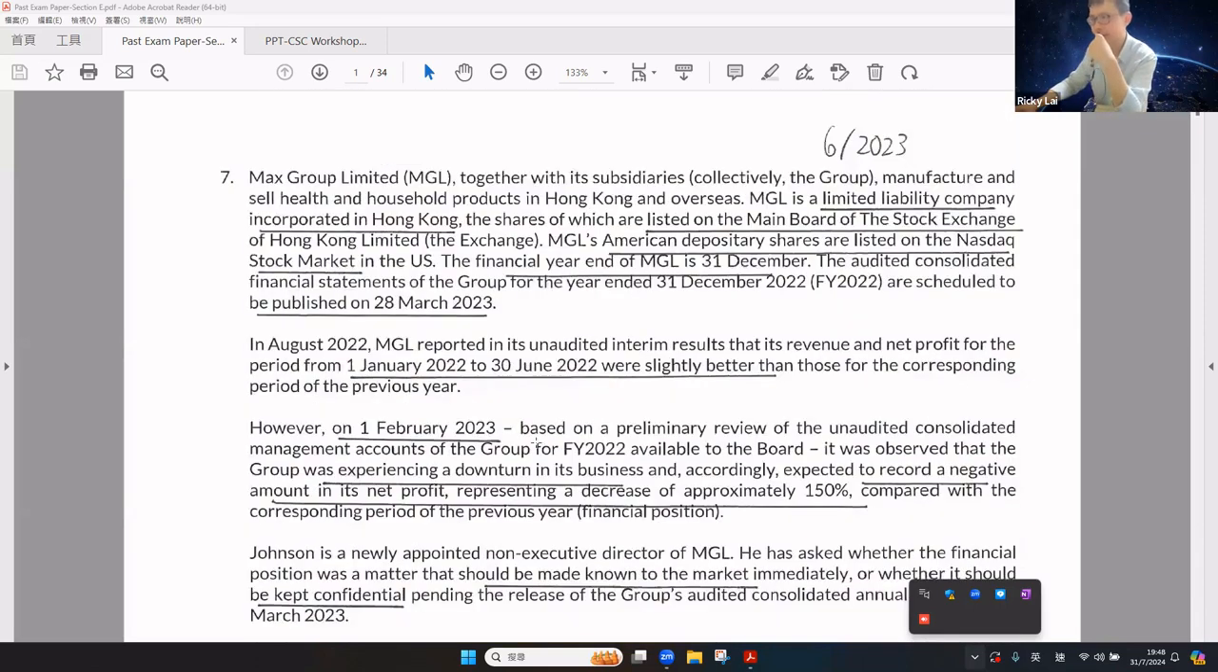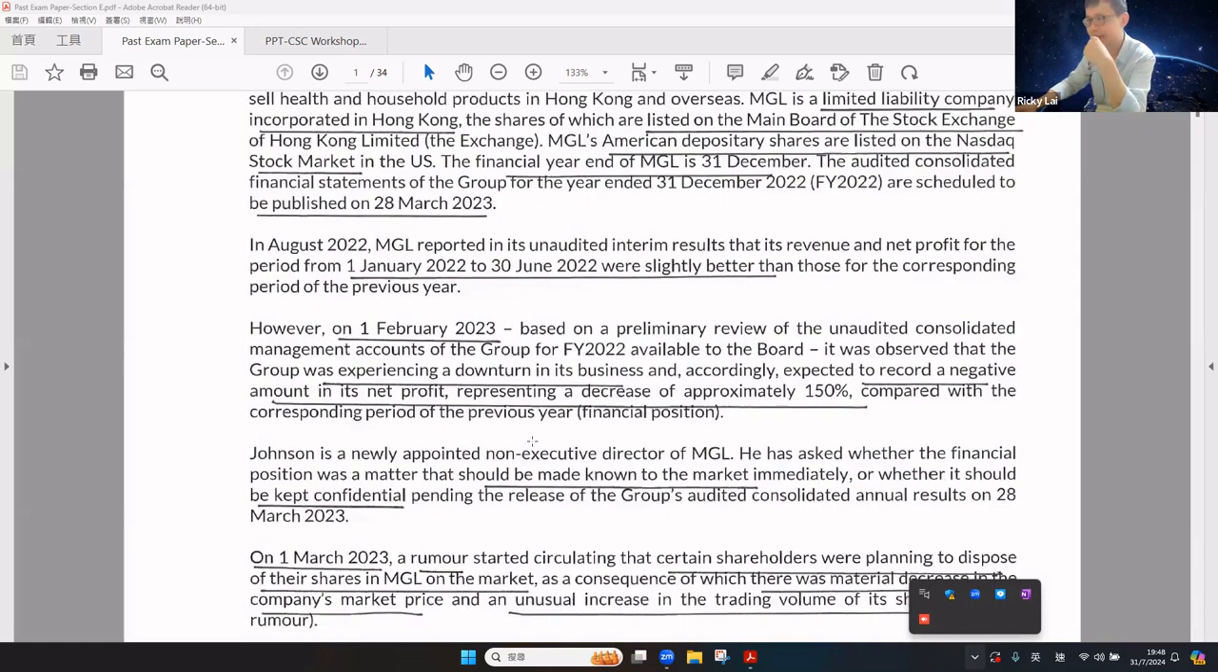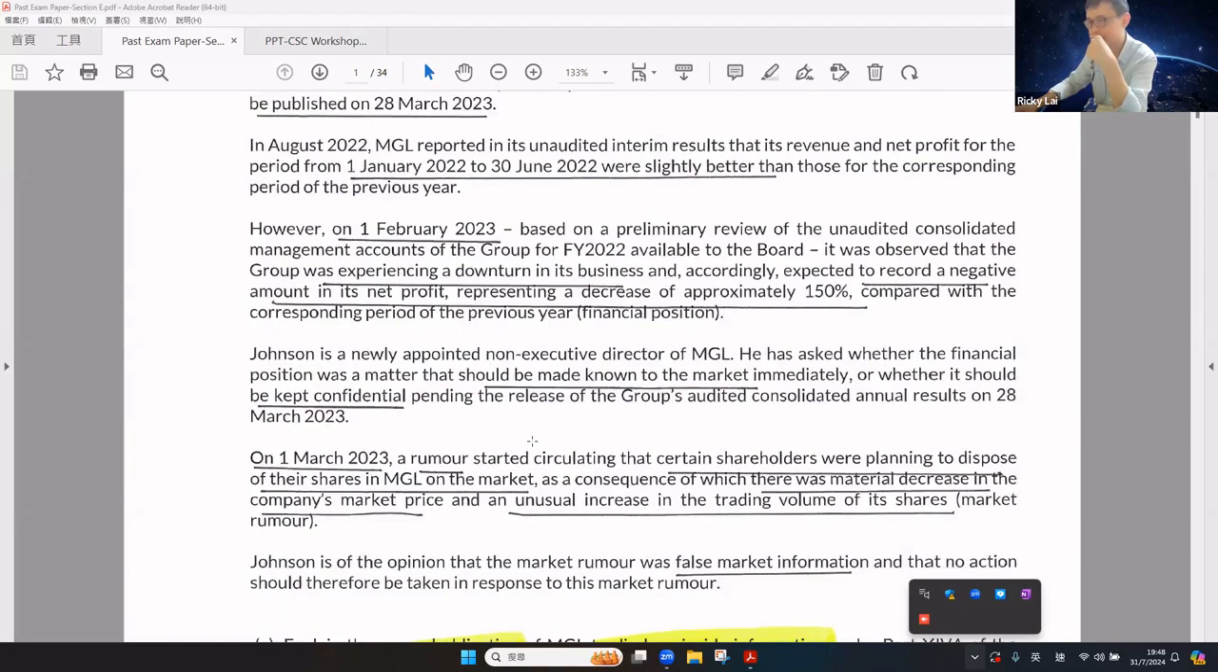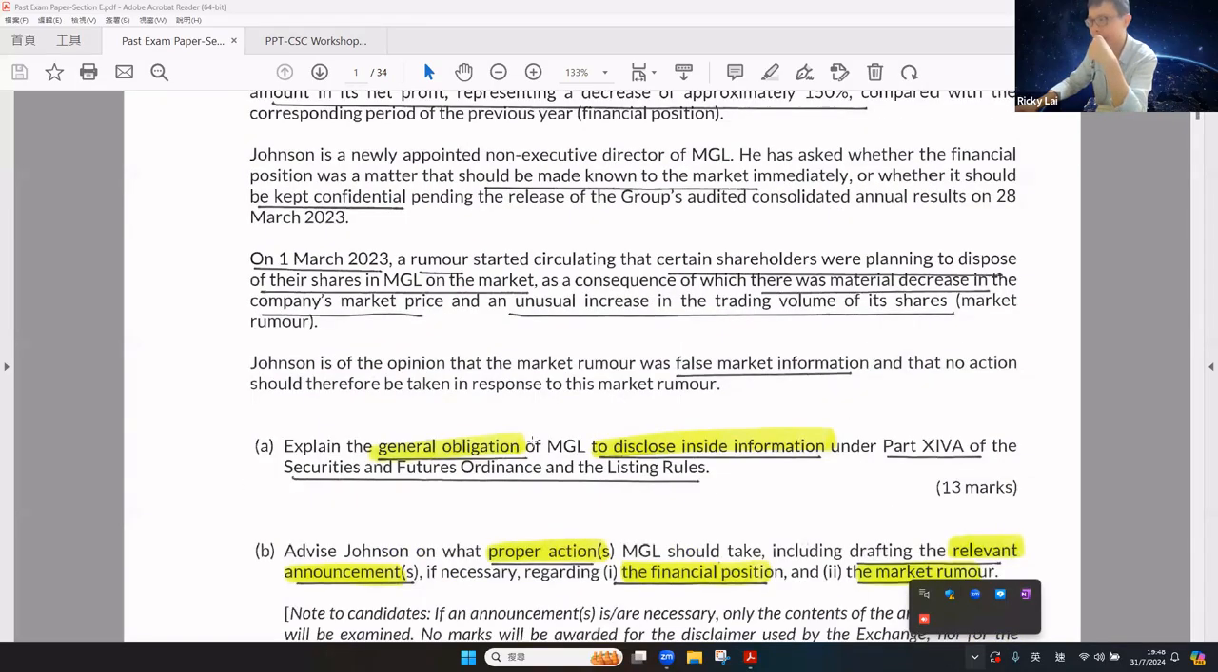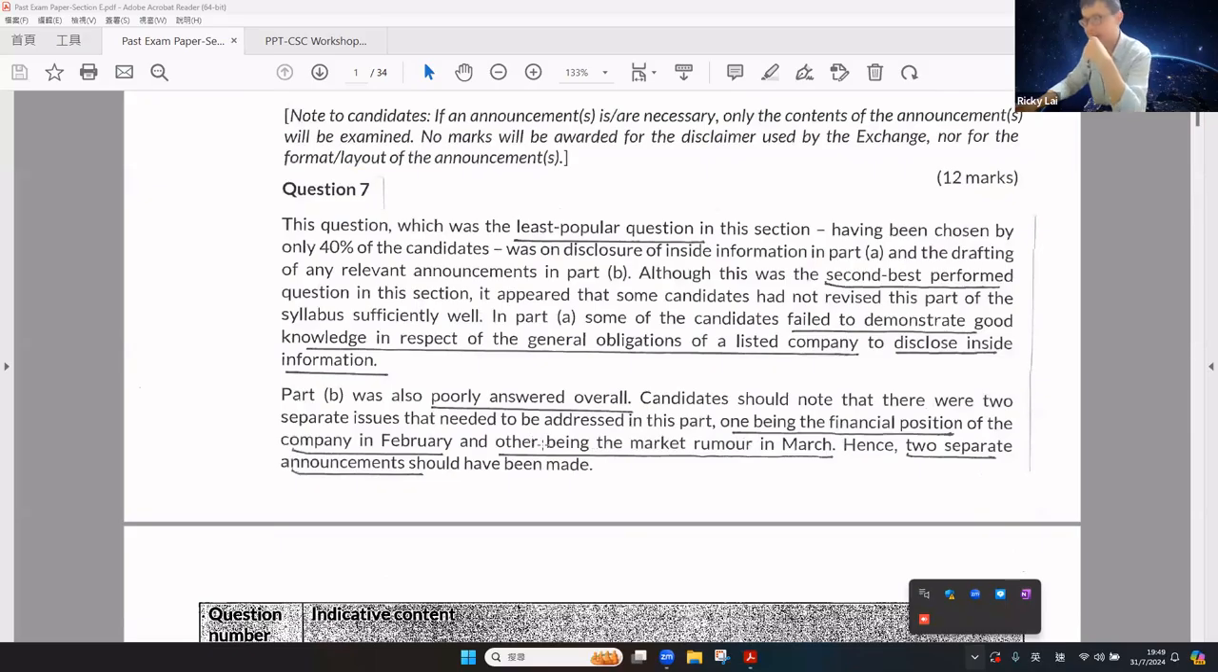Okay, this question is really practical for a listed company, in terms of the financial position and how to deal with the market rumor. Now, let's take a look at the Excel report.